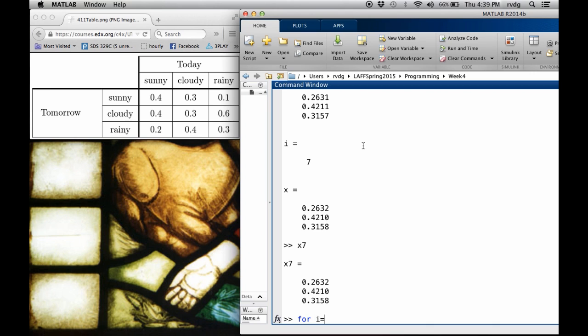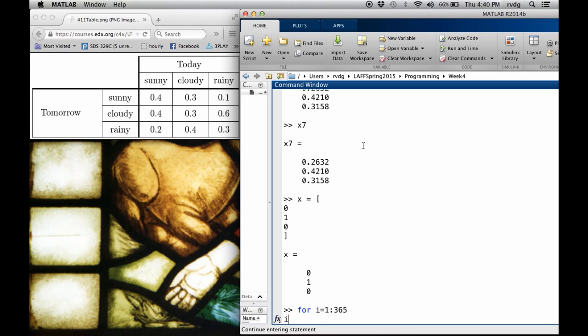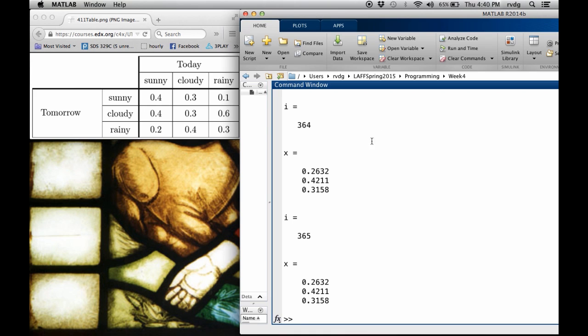Well, we could go back to setting x equal to the fact that today is cloudy. We could then write our loop for I equals 1 through 365. We'll assume it's not a leap year. We can print out I and x equal to P times x. If we then say end, that's the end of the loop. It executes, and we find out what the prediction is for the weather a year from now.